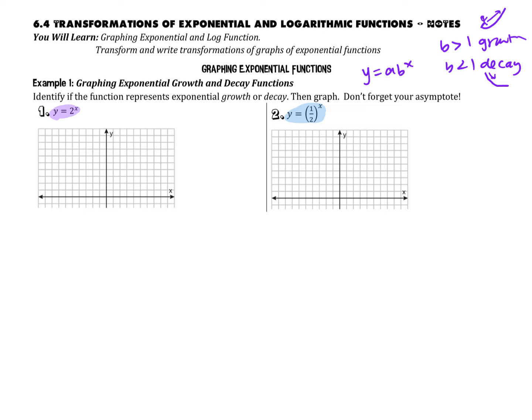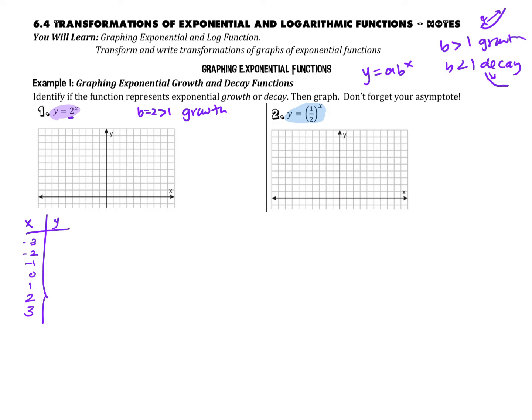Then, just like with any other function, we can start by making a table, plugging in values, and sketching that graph. So 2 in this case is our b value on number 1, which is greater than 1. So we know that since b is 2, which is greater than 1, we're going to be graphing exponential growth. And then I'm going to go ahead and make a table. I'm going to just plug in some easy numbers: -3, -2, -1, 0, 1, 2, 3. And I'm going to plug those in.